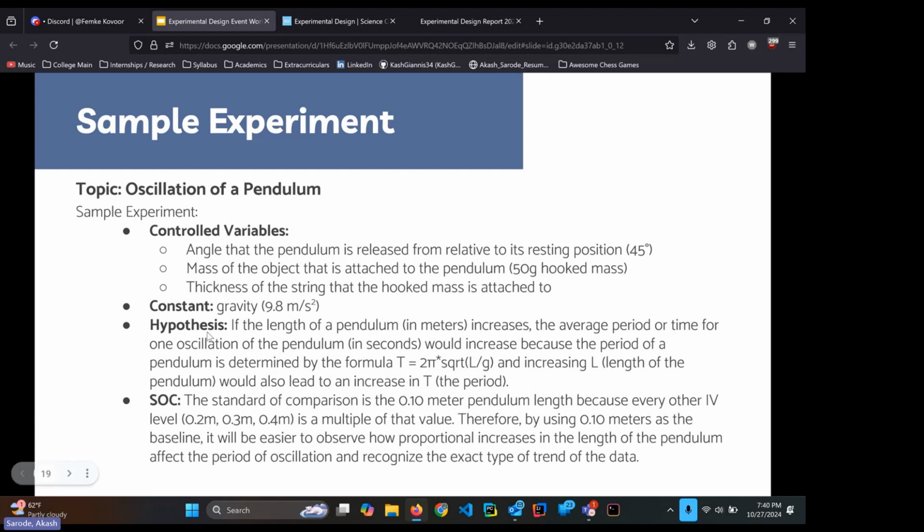And for the hypothesis, I use the same if-then-because format that I talked about earlier. So my hypothesis was: if the length of a pendulum, in meters, increases, the average period, or time for one oscillation of the pendulum, in seconds, would increase, because the period of a pendulum is determined by the formula T equals 2 pi square root L over g. And increasing L, the length of the pendulum, would also lead to an increase in T, which is the period.